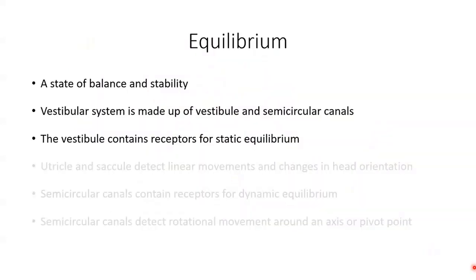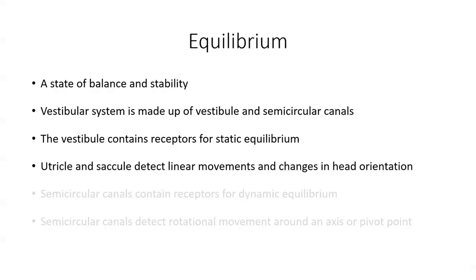So the vestibule, which as we now know is made up of the utricle and the saccule, contains the receptors for what we call static equilibrium. Static equilibrium refers to maintaining the position of the body relative to the force of gravity. Body movements that stimulate the receptors for static equilibrium include tilting the head, so that might be looking down at your lap, as well as linear acceleration and deceleration.